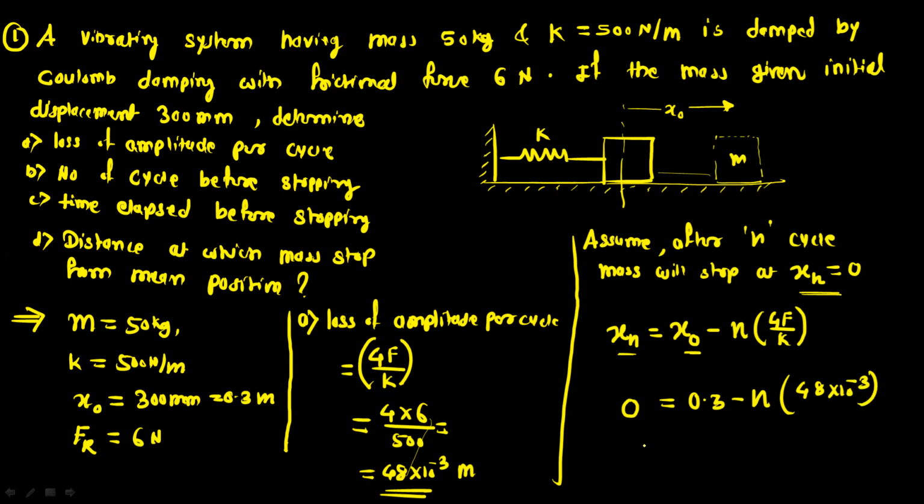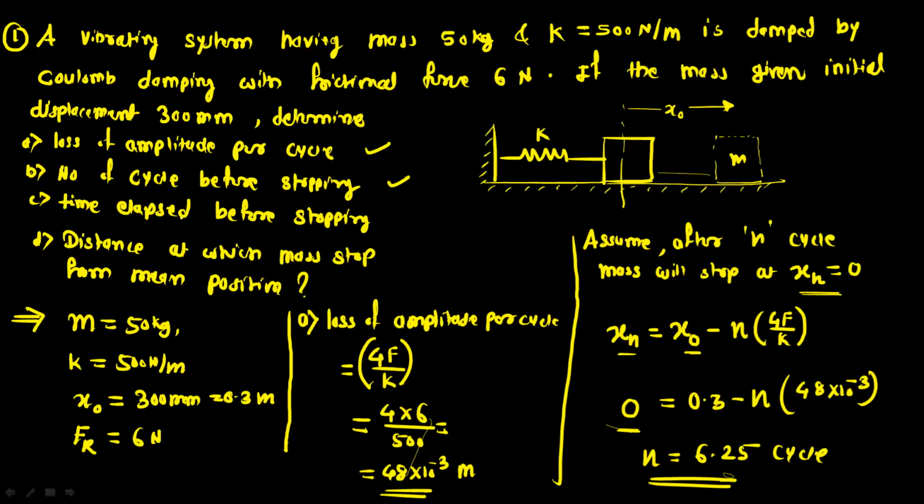So finally you will get the value n is equal to 6.25 cycles. So if the mass oscillates for 6.25 cycles, then finally its amplitude will become 0. Okay, so this is the answer for the second question.